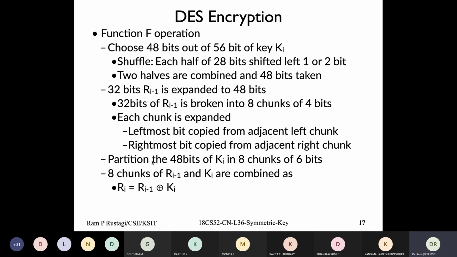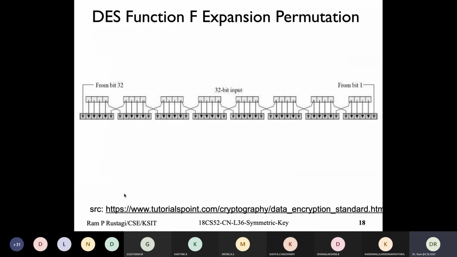And then you basically perform the operation. You have the 8 chunks of Ri after this, you have 48 bits of key, you perform the operation and you get Ri, and you do this with the left half as well. So this is the way the 8 chunks work, 4 bits, 4 bits, 4 bits, 4 bits.